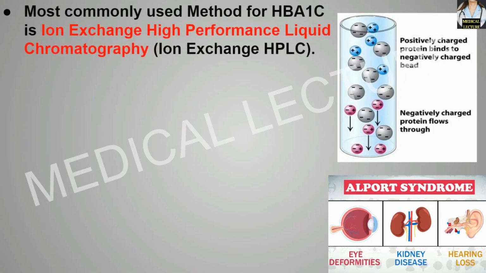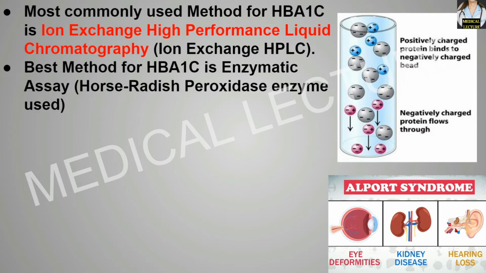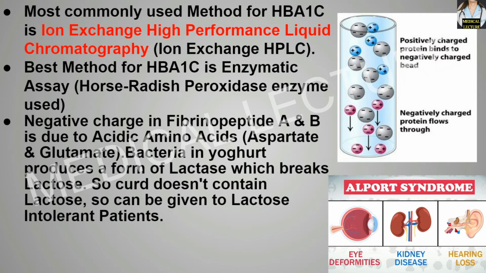Most commonly used method for the HbA1c is the ion exchange high performance liquid chromatography, that means ion exchange HPLC. The best method for HbA1c is the enzymatic assay, that means over here horseradish peroxidase enzyme is used. Negative charge in the fibrinopeptide A and B is due to the acidic amino acids, that is the aspartic acid and the glutamic acid. Bacteria in the yogurt actually produce a form of lactase enzyme which breaks the lactose. So that's why curd doesn't contain lactose and so can be given to the lactose intolerant patients.